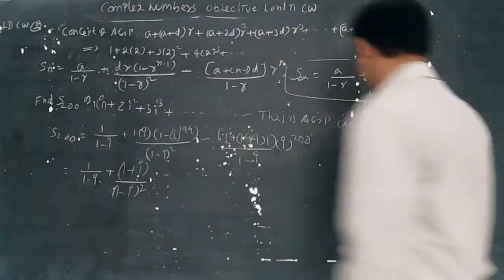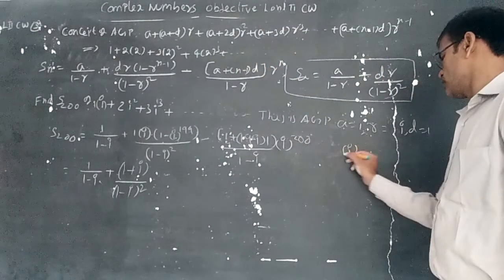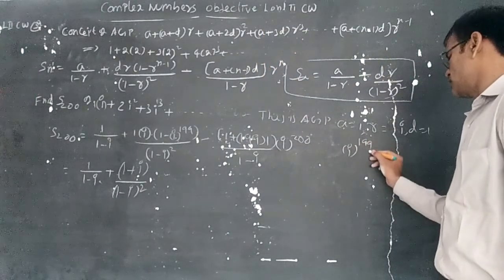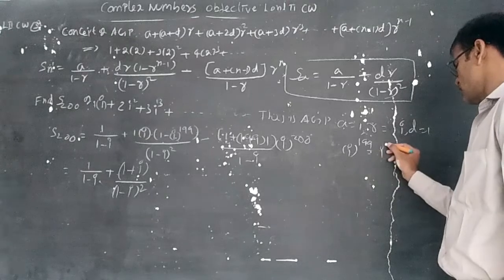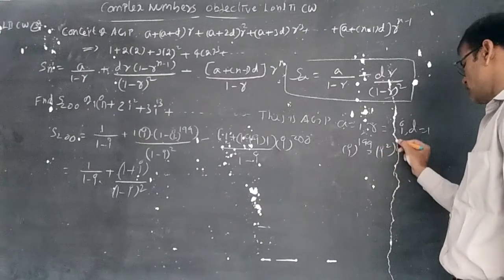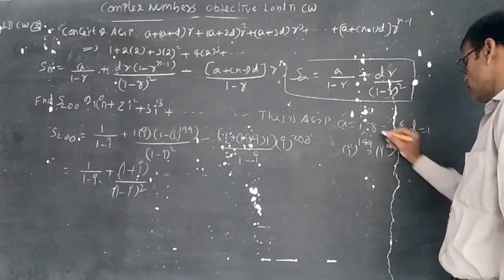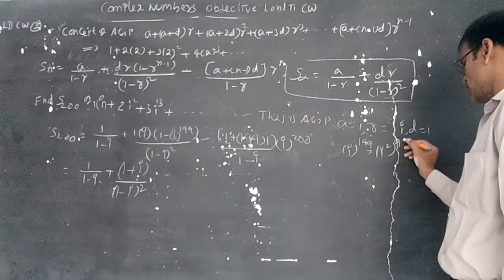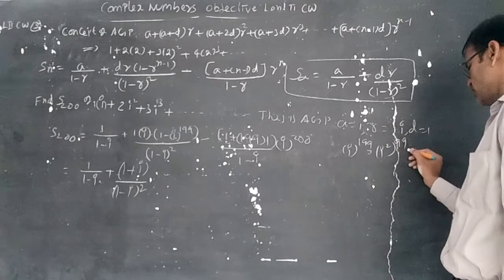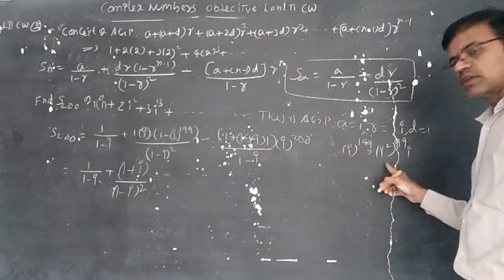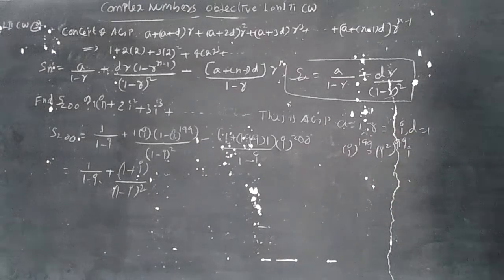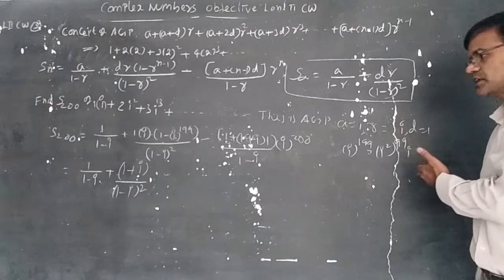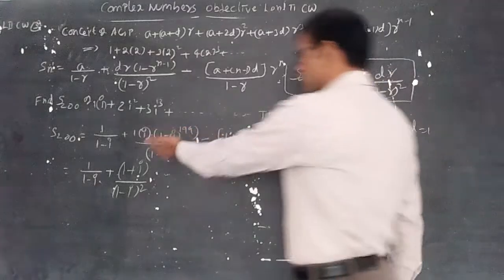I power 199, I am working out here in rough. I power 199 can be understood as i power 198 into i. So i power 198 can be understood as (i square) whole power 99 into i. I square meaning minus 1 power 99 becomes odd, so it is minus. Already a minus is there, so plus you can write.